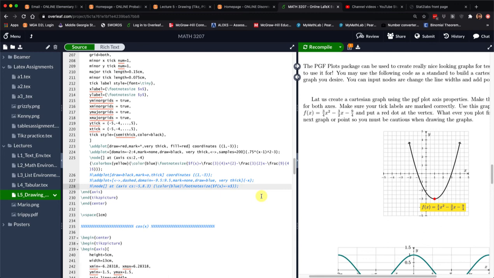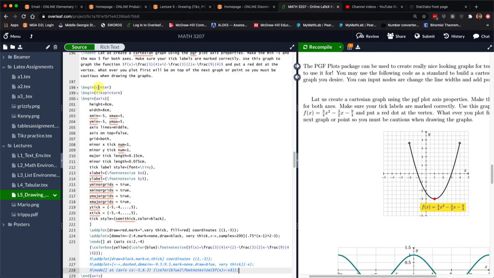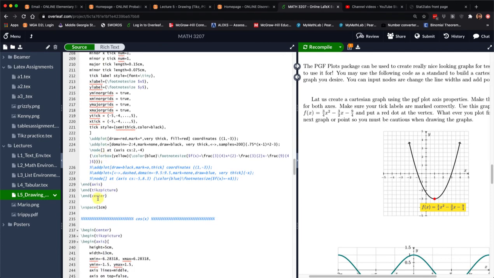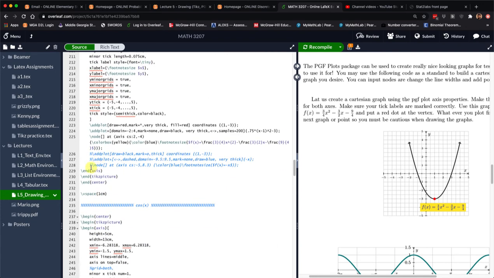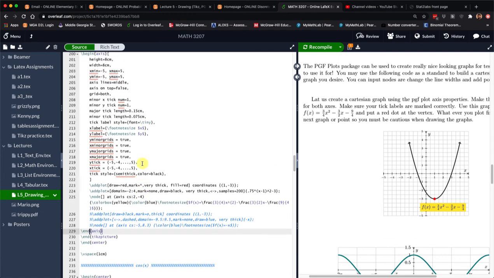Okay, and so one other thing I want you to note here is we did a begin and end center before we started all this. We have a begin and end TikZ picture before we started this. We also have to have a begin and end axis. So my recommendation to you is, when you have to reproduce one of these for me, just use this as your template and change the things you need to change to make the graph look accordingly.